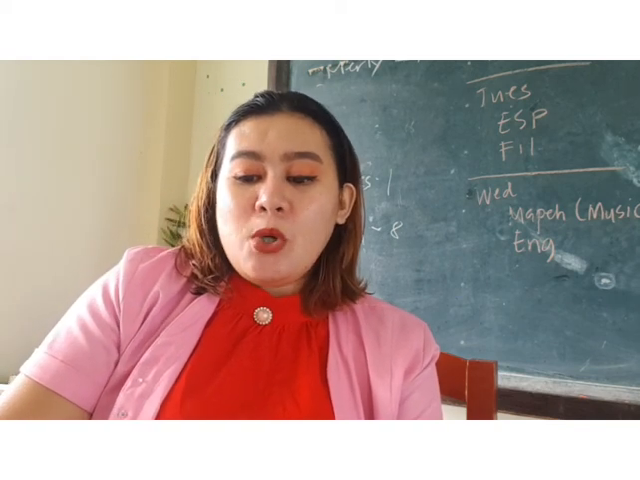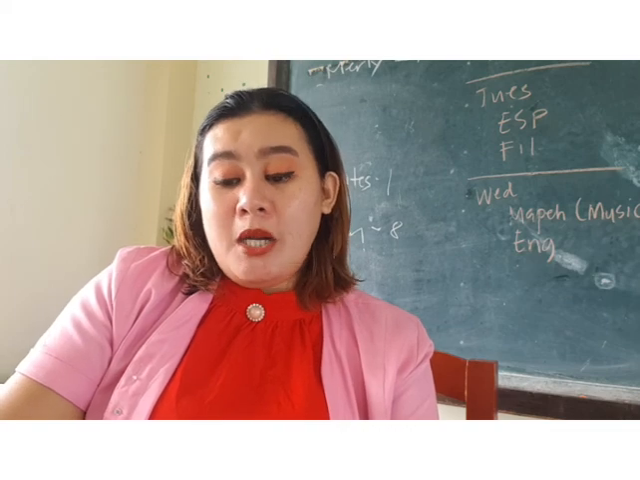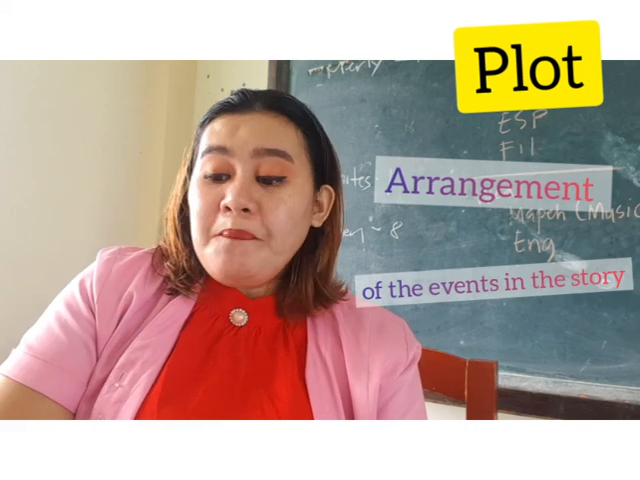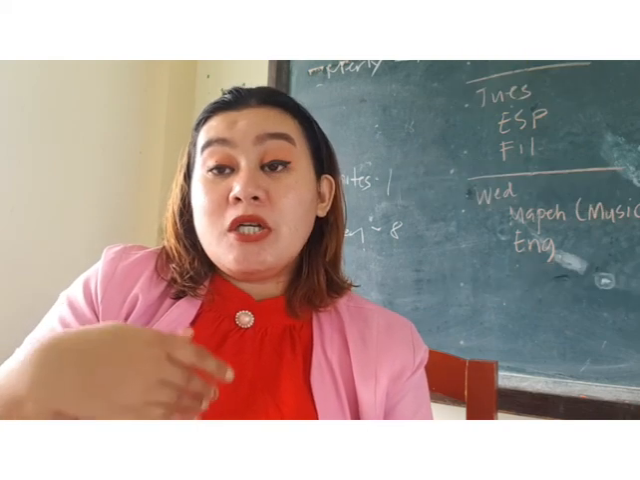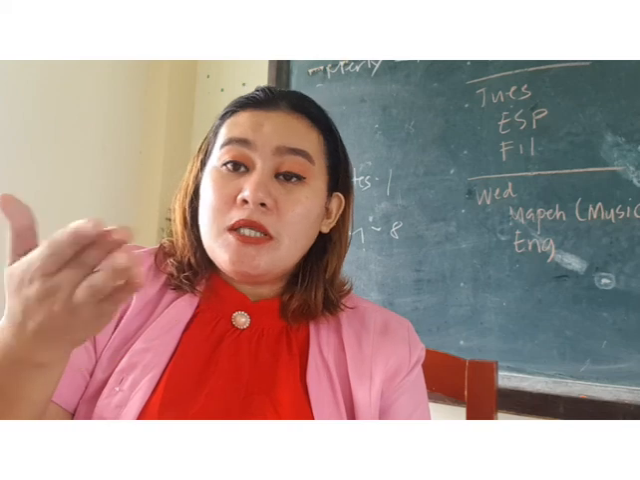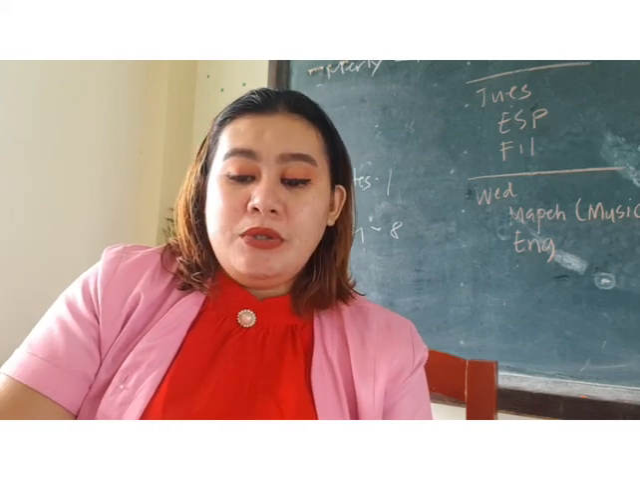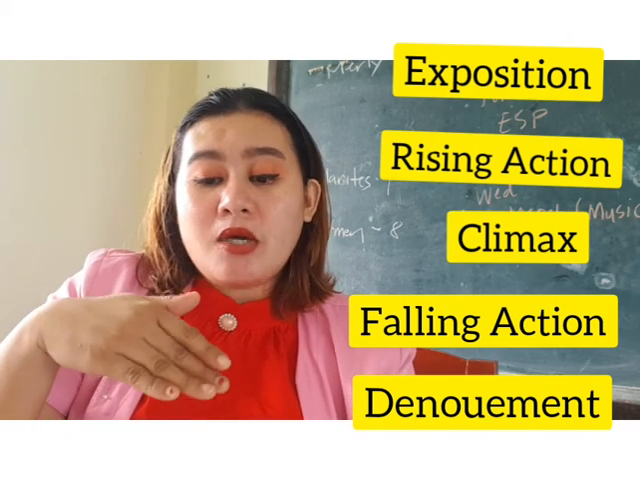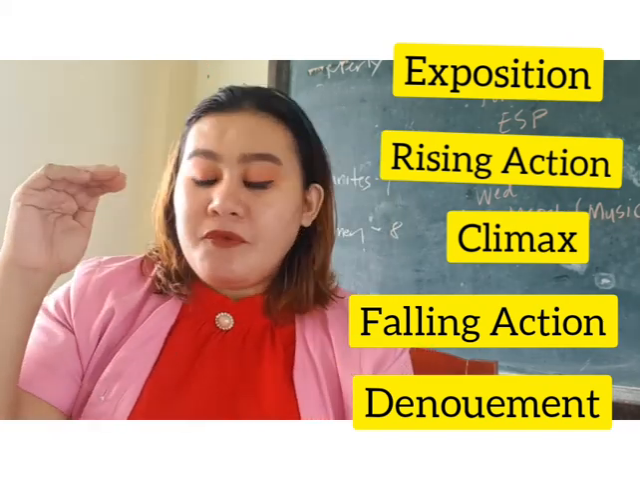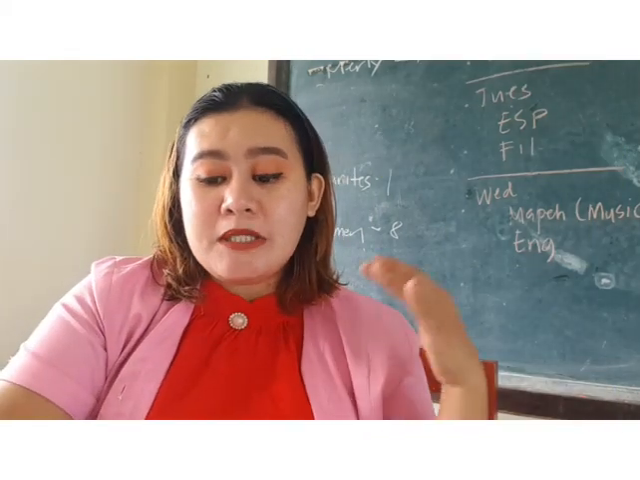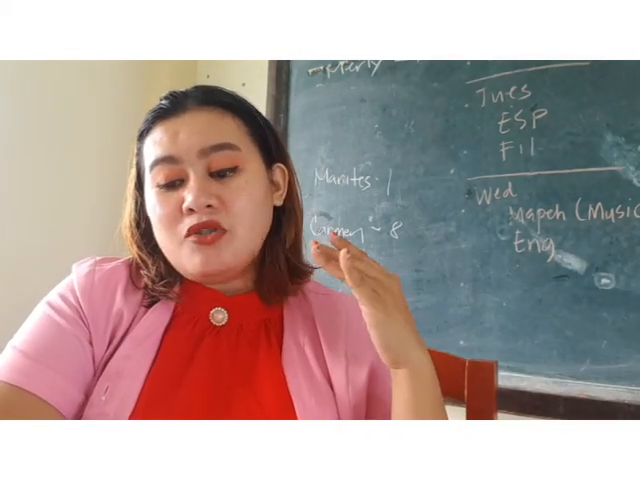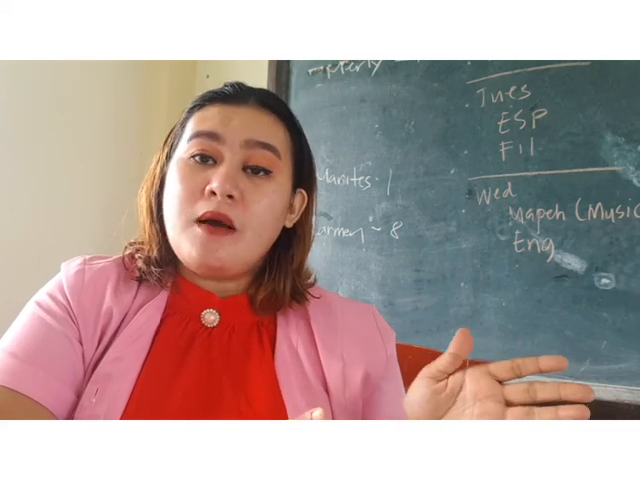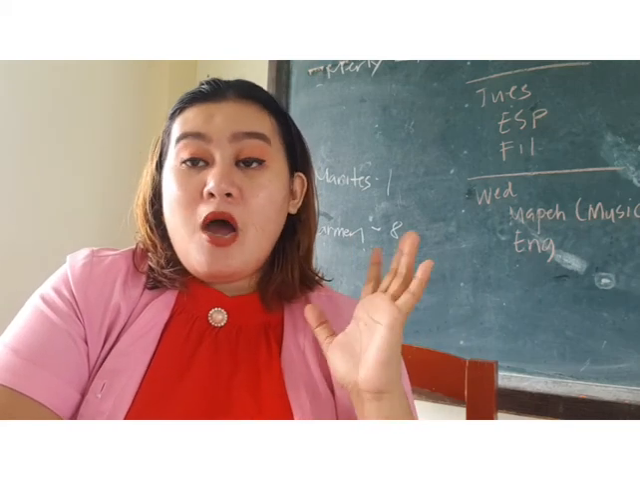Next we have the plot. Plot is the arrangement of the events of the story. The plot should follow a logical sequence of events. When I say logical sequence of events, pagkasunod-sunod. There are 5 elements: the exposition, the rising action, the climax, the falling action, and the denouement. In exposition, these are the initial events, introduction of characters, and beginning of the story. This is how you begin your story. You expose the characters, the setting, and the introduction of the story.